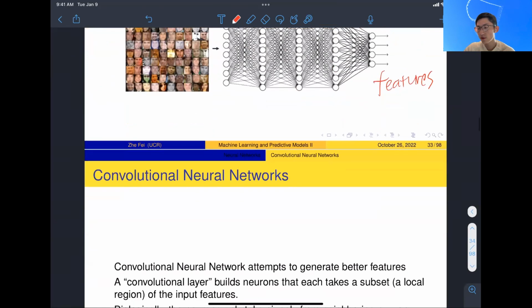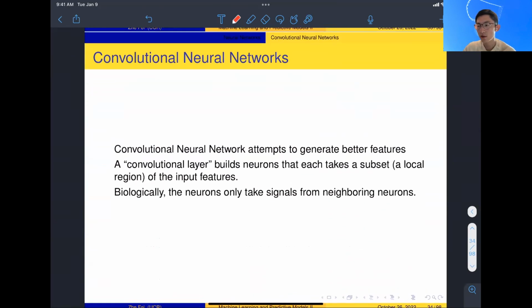So this kind of deep neural network, a typical example is the so-called convolutional neural networks, and they are most important when applied to image data. We will see why convolutional neural networks are suitable for image data. So CNN is based on the idea of convolutional layers, right? The idea is that we want to build neurons based on the local region of your input space.